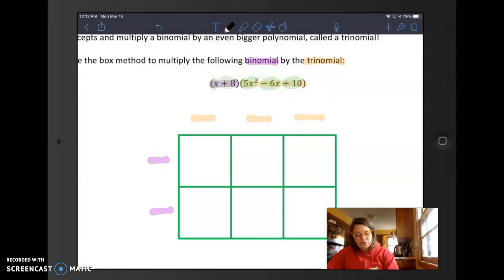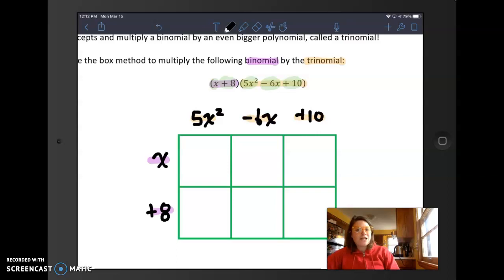Now, do you have to do it that way? No. There's lots of ways to make a box. There's lots of ways to set up this problem. However, I think this is the best way to do it, so please give it a shot.